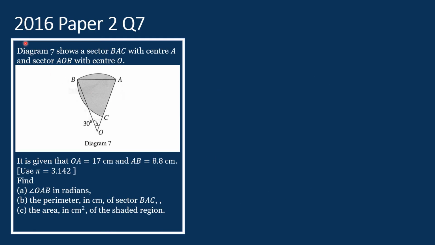Let's see this question. This is a past exam question, 2016 paper 2 question 7. Diagram 7 shows a sector BAC with center A and sector AOB with center O. It is given that OA equals 17 cm and AB equals 8.8 cm. Use pi equals 3.142. Find A, the angle OAB in radians, B, the perimeter in cm of sector BAC, and C, the area in centimeter square of the shaded region.